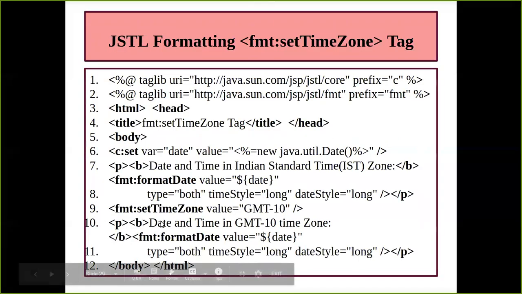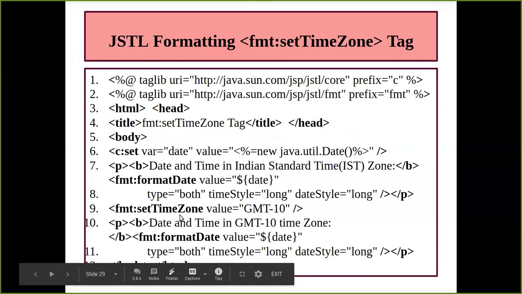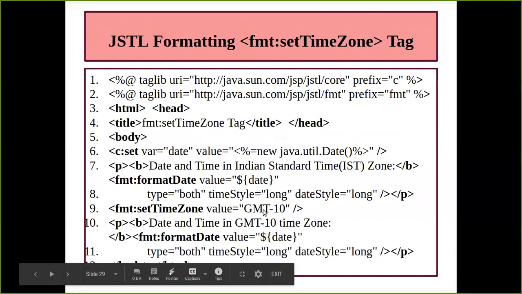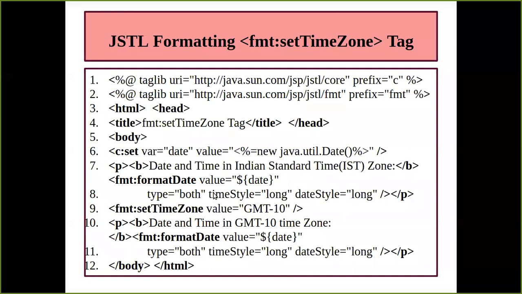Now we'll come back. Now we are saying set time zone, that is this function tag we are using. Now what value are we passing? GMT 10. This is the value we have here. Now we are going to do again a print statement, that is date and time in GMT 10 zone, so it is going to be in bold. The next one is the format date. I'm writing again the same tag we have used, because it has multiple attributes which are going to format my date and time style.